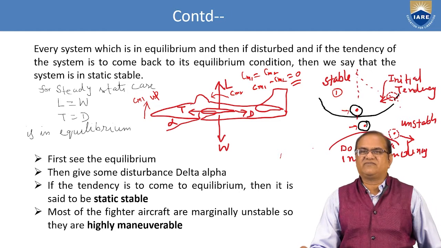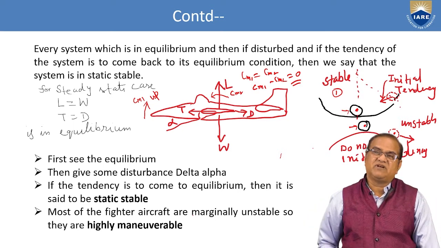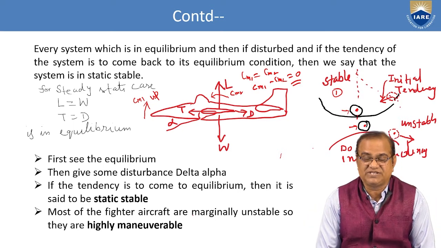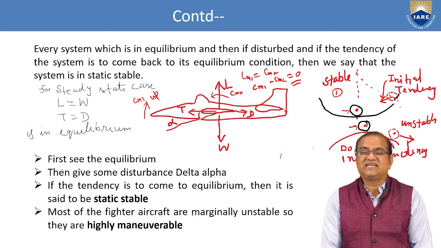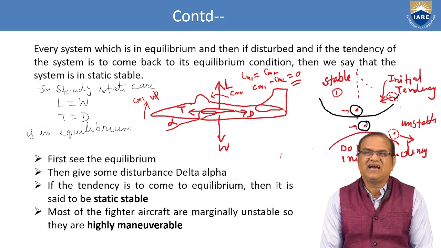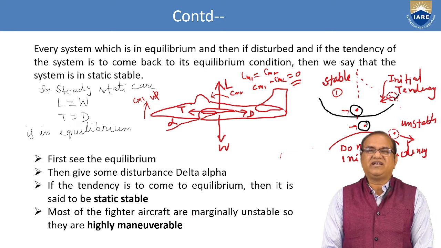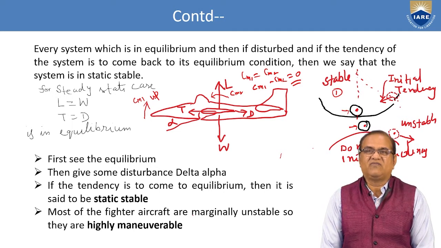Most of the fighter aircraft are marginally unstable. You know that the purpose of a fighter aircraft is to have very high maneuverability. If we give it high static stability, the maneuverability will be reduced. So we try to design the aircraft to be marginally unstable, not highly unstable, so that its maneuvering performance will be tremendously good. So we try to make the fighter aircraft in such a way that its maneuverability is very high.